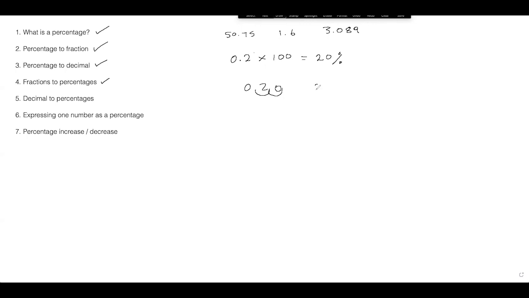Say you wanted to change 0.005 into a percentage. Yeah, that's a decimal, right? That's going to be equal to 0.005 times 100. That is going to give you, going to move it 2 places. 1, 2. That's where the decimal point is going to go. So it's going to be 0.5%.